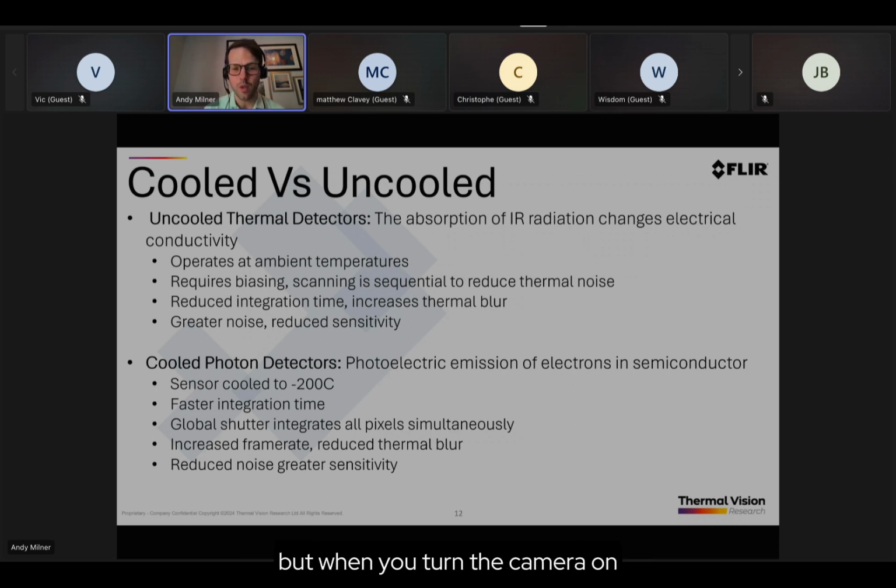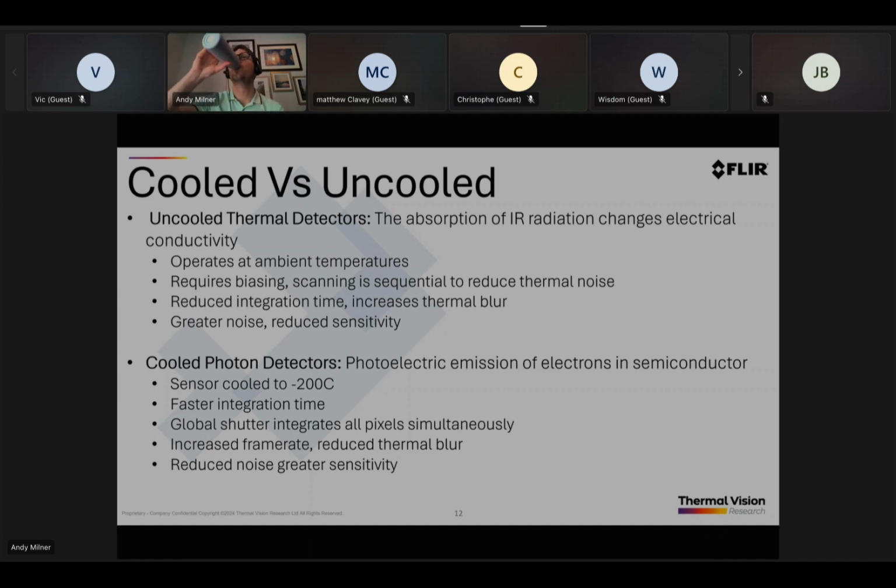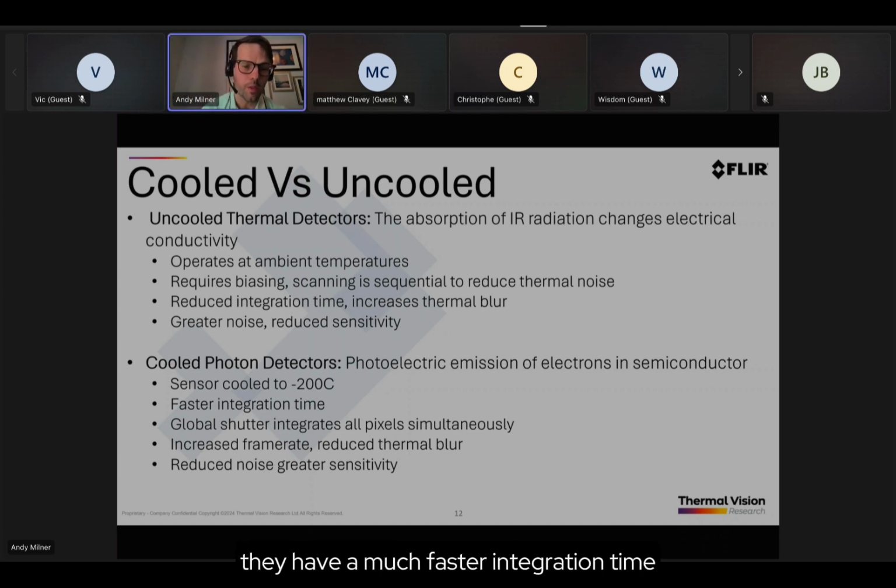But when you turn the camera on, you do have to wait 10-15 minutes for the cameras to cool down. But yeah, once they're up and running, they have a much faster integration time because of this.